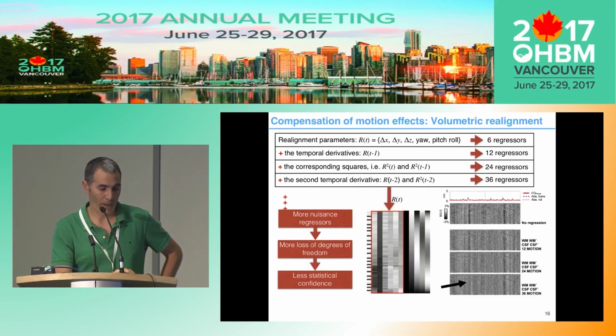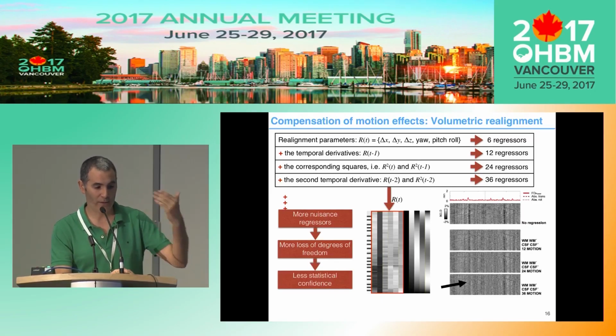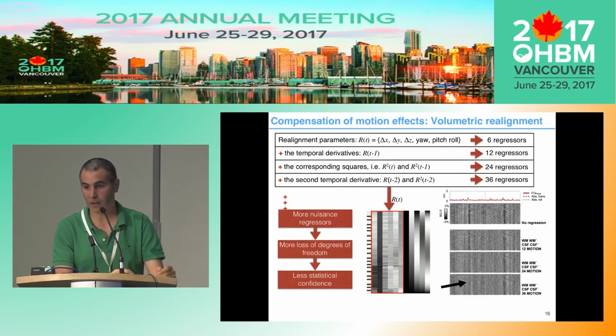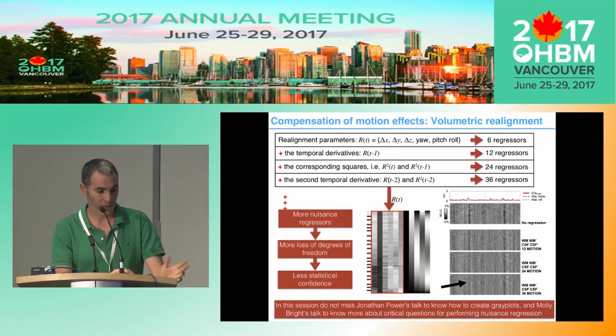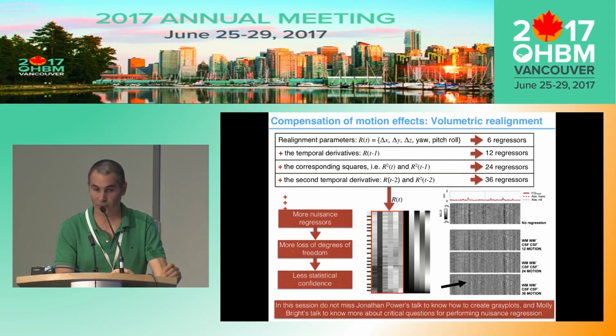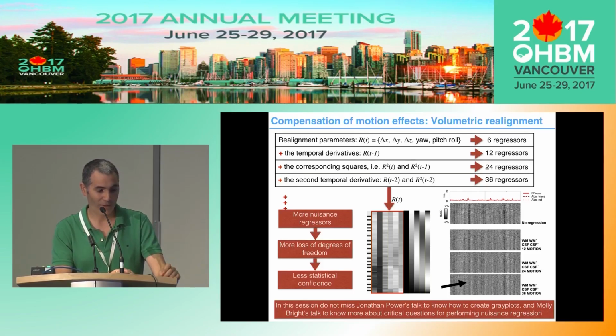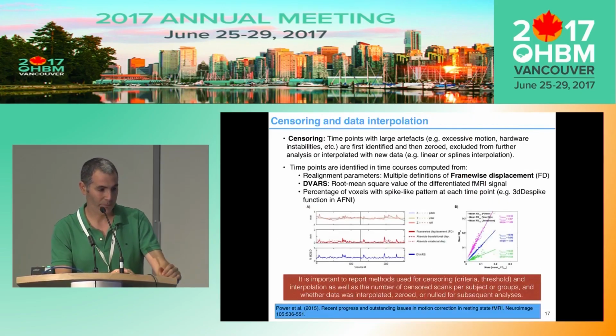So what you can see basically is that as you increase the number of regressors, you can remove this banding effects in the signal that you can see here in the gray plots. In this session, I encourage you to go to Jonathan Power's talk to know how to create these beautiful gray plots that are really useful, and Molly Bright's talk to know more about the critical questions for performing nuisance regression.